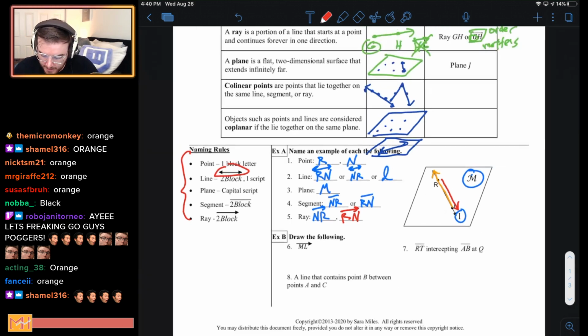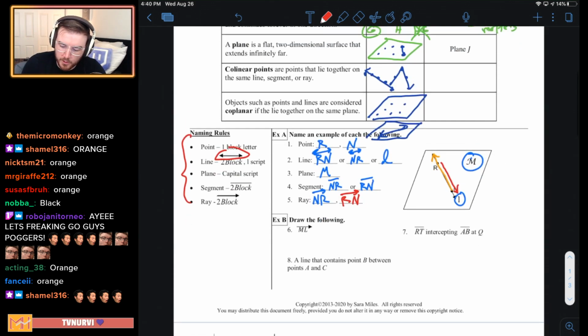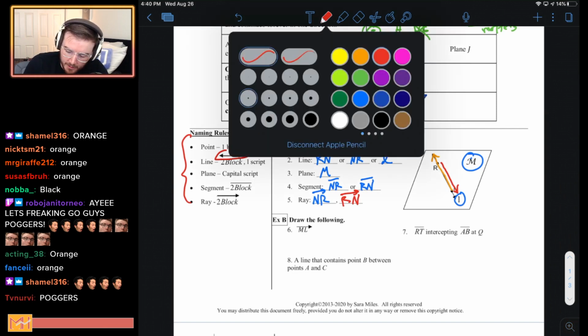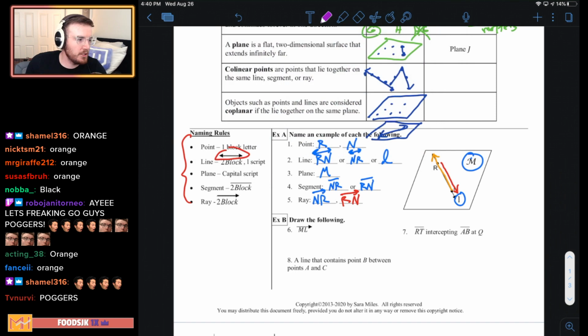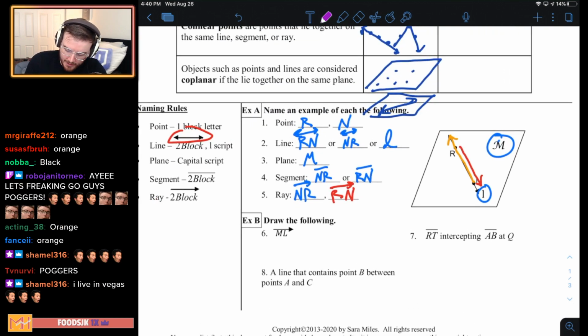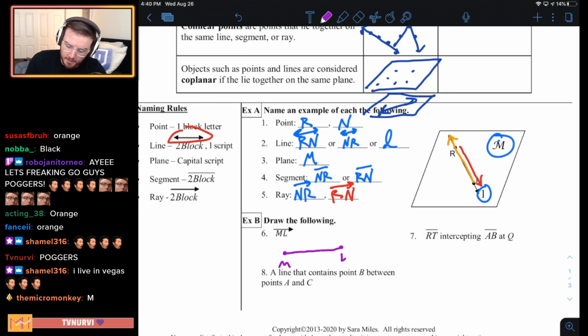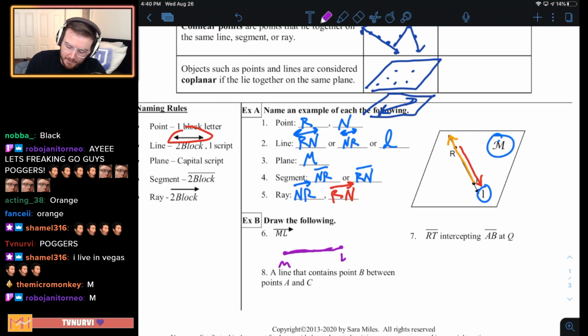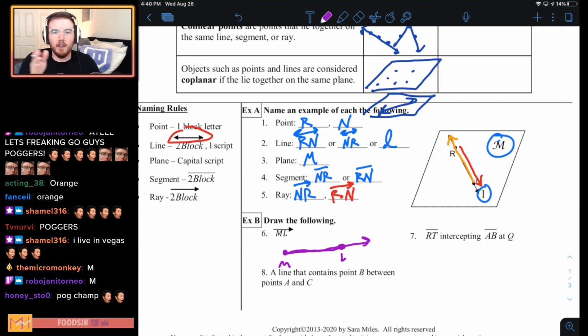Okay, so that is that example. Let's draw the following. ML is a ray. Tell me, once again, asking a similar question, what letter should I start with? M or L? All right, I'm going to start with M. I didn't wait because I just wanted to draw it. There's M, there's L, and it's going infinitely in the direction of L. We're starting at M but going off towards L. Yes, thank you for typing M.